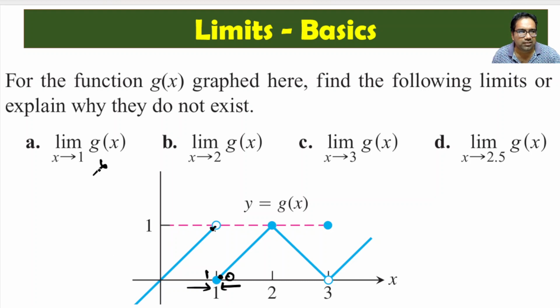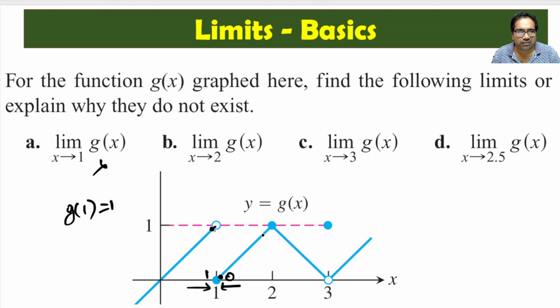See here, g of 1 is defined. g of 1 is equal to 1, but that doesn't matter. What is the limit? When you are coming from the left or from the right, you should come to a common point. That is the limit. Here, when you are coming from the left, you are reaching 1. When you are coming from the right, you are reaching 0. So, the limit does not exist.